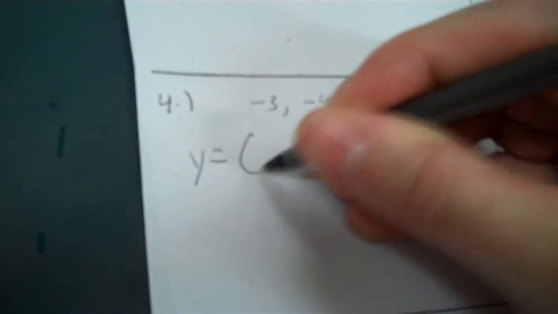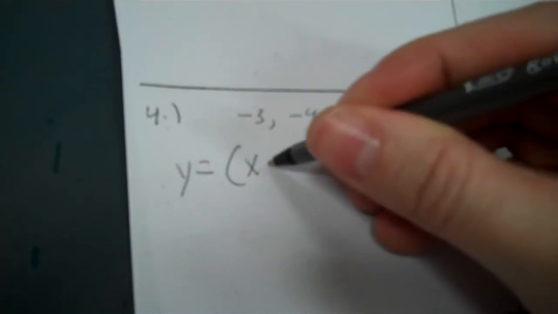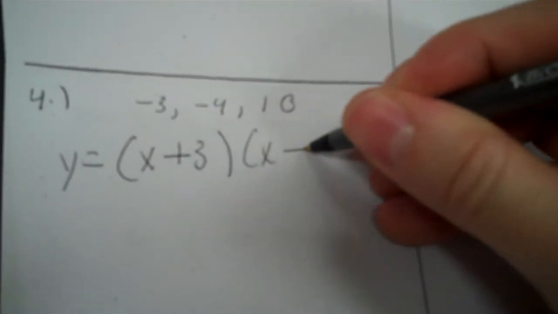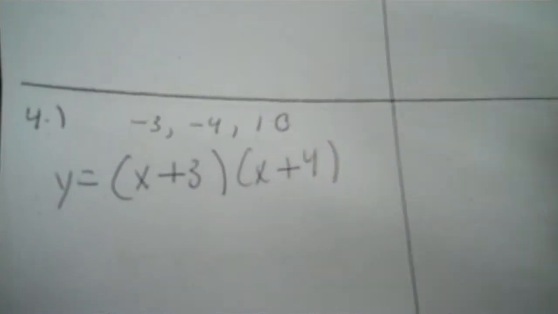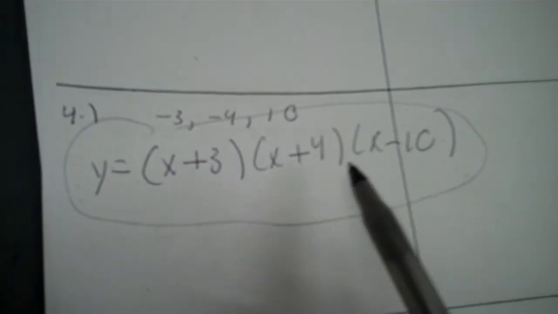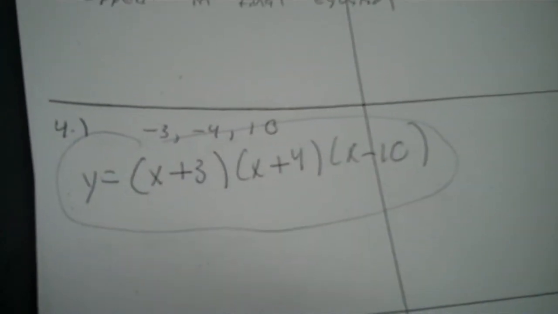Well, the first one's an easy one, okay? -3, -4, and 10. So y equals, and you start writing parentheses, x, you always start off with minus, but if it's a negative it goes plus. (x + 3)(x + 4)(x - 10), and that's the end. That's my final answer. I don't see any i's, I don't see any square roots, we're good.